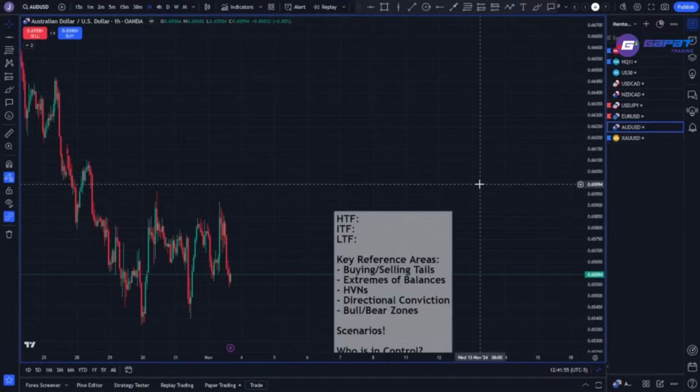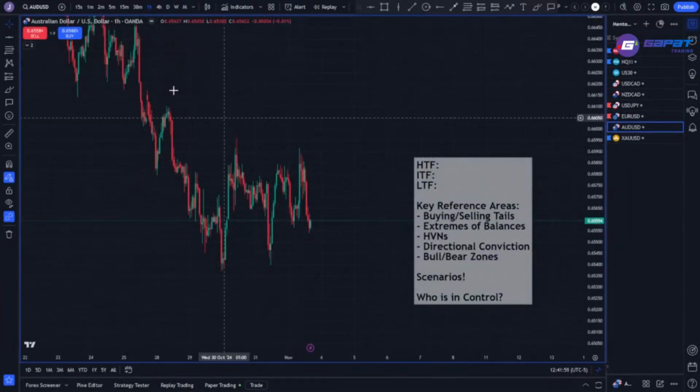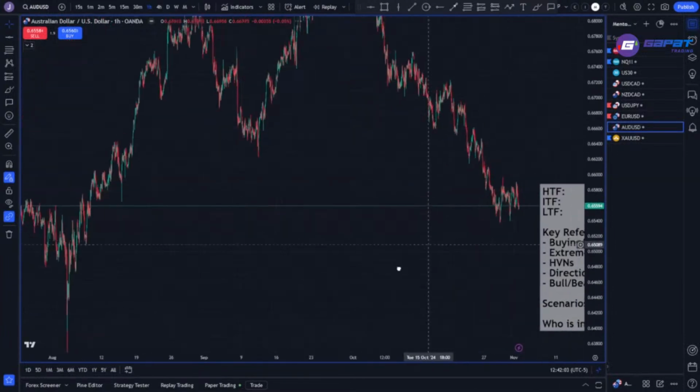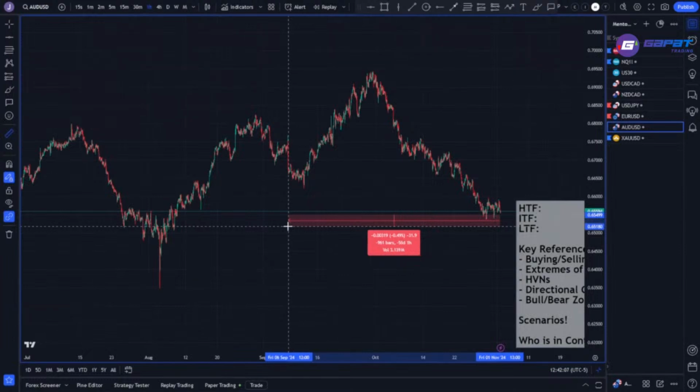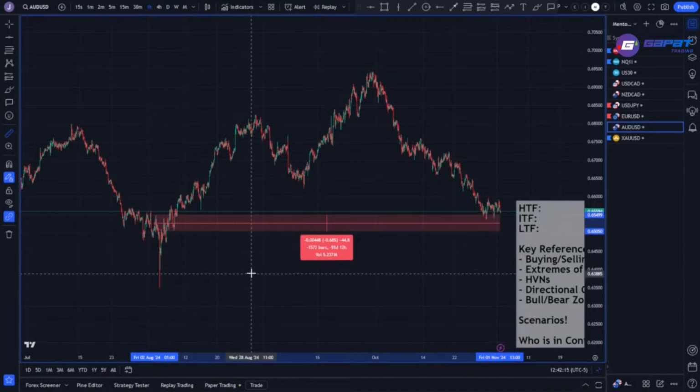We have two left. We have Aussie dollar and gold left. Alrighty. So we're going to do the same thing. Higher time frame, intermediate, lower time frame. Let's go back 90 days. Okay, so 90 days brings us to about there.